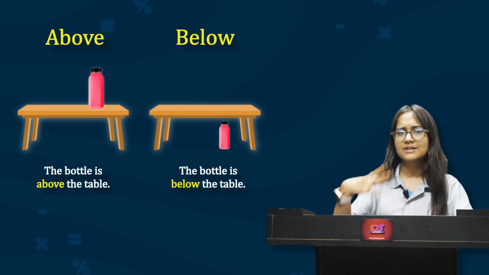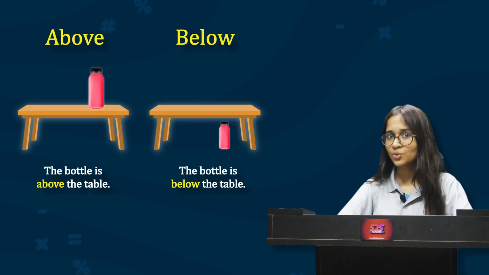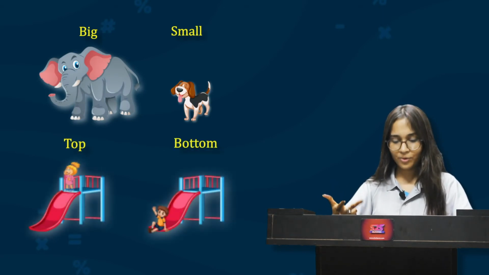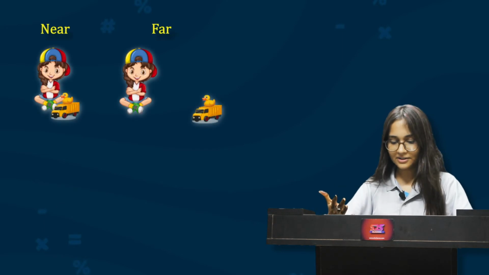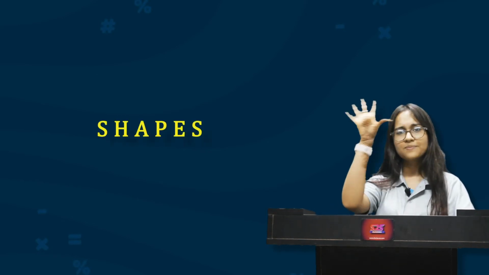So after listening to all this and seeing the various examples, I hope it is clear to you what the difference is between big and small, tall and short, top and bottom, near and farther, on and under, above and below. So after this we are going to read about the shapes around us.